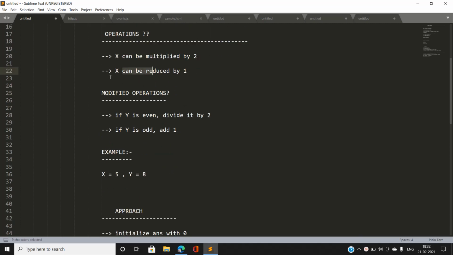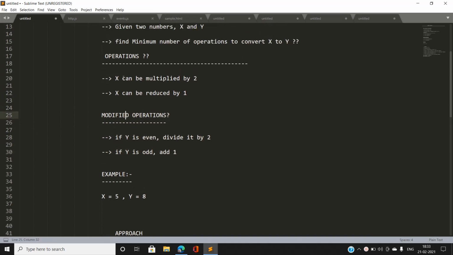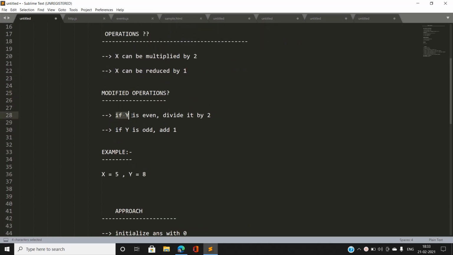So before moving further, I am going to discuss the main logic behind this problem. That is, we can modify the above two operations in a reverse manner. That is, if y is going to be even, that is our target number is going to be even, what I am going to do, I am going to convert my y to x. That is, it is also equivalent to converting x to y. So I am going to convert y to x in the minimum number of operations.